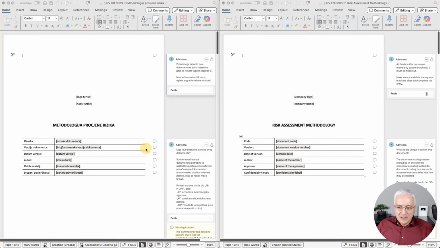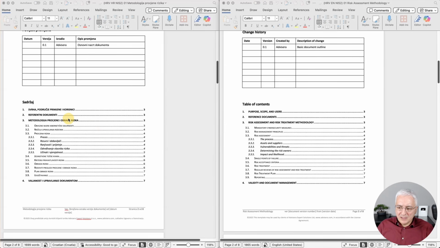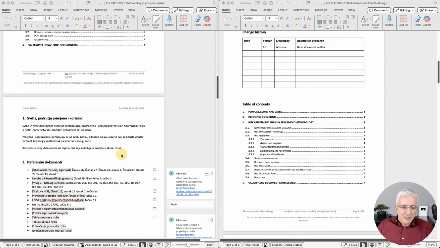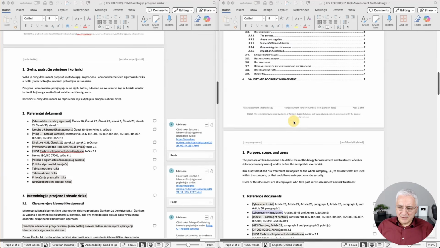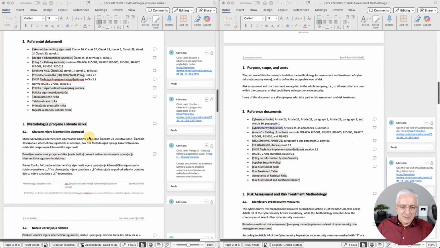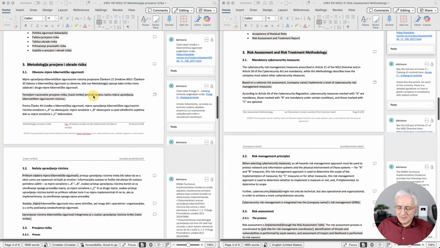Okay, I'm showing you here this document called Risk Assessment Methodology. As you can see from the table of contents, it describes the method on how you assess all of these risks, basically how you treat them, how you report, and so on. When we take a look at the reference documents, there are several reference documents here. And then I wanted to show you how this document was adapted for specific requirements from this cybersecurity regulation.